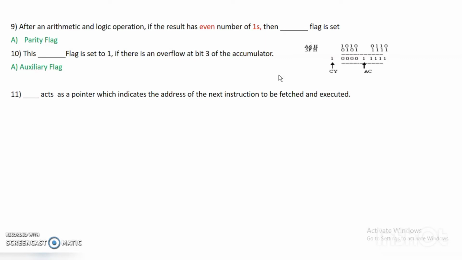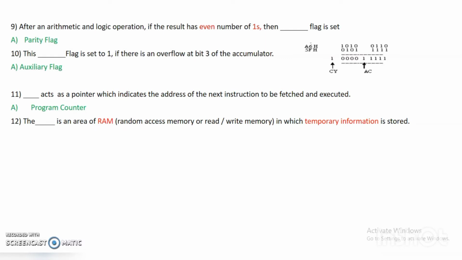Bit number 11. Dash acts as a pointer which indicates the address of the next instruction to be fetched and executed. The answer will be program counter. The program counter is a 16-bit register which acts as a pointer indicating the address of the next instruction to be fetched and executed. Bit number 12. Dash is an area on RAM in which temporary information is stored. So the answer will be stack. The stack is a part of RAM where temporary information is stored.